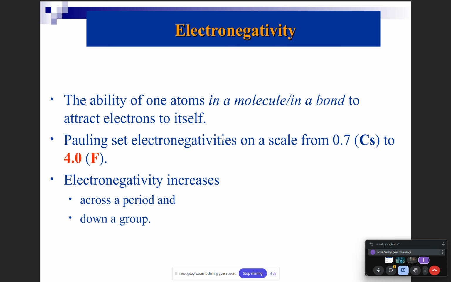So yes, having done with that area, you also need to know what electronegativity is all about. Quickly talking about electronegativity, it is the ability of one atom in a molecule or in a bond to attract electrons to itself.